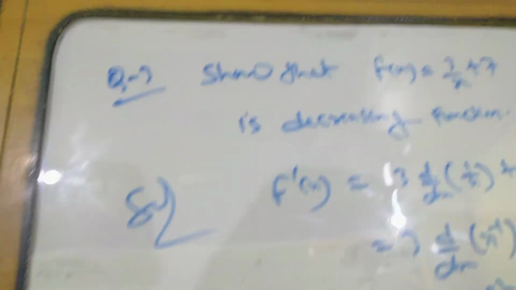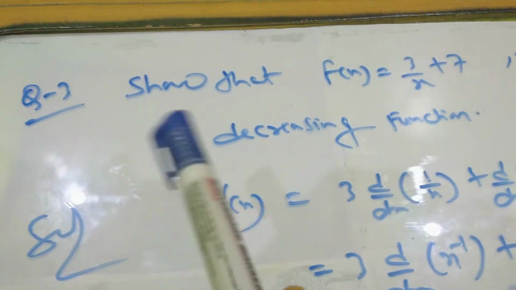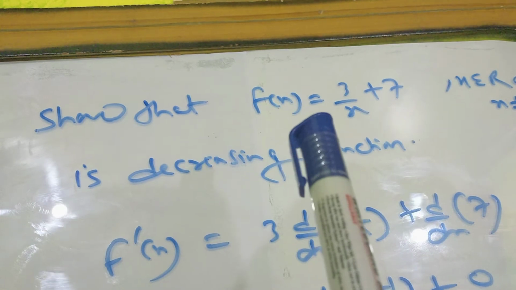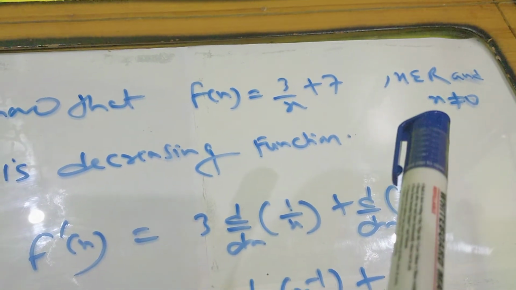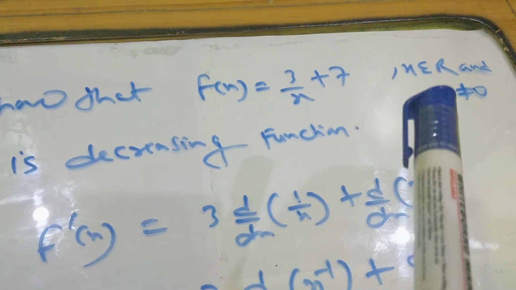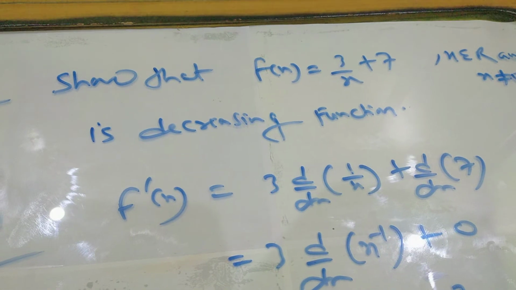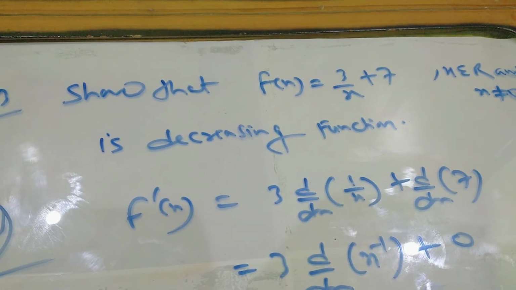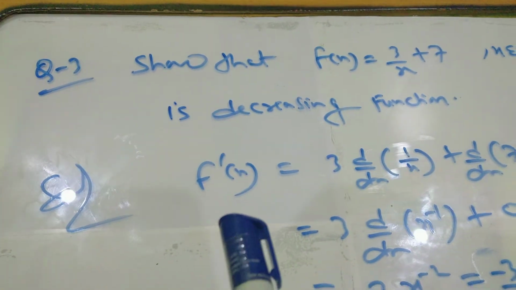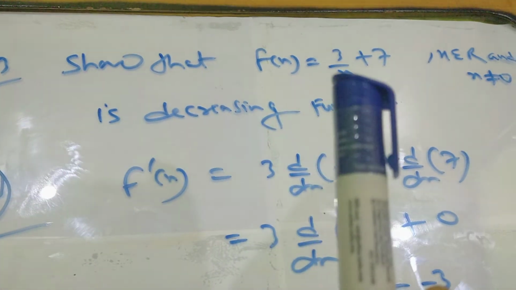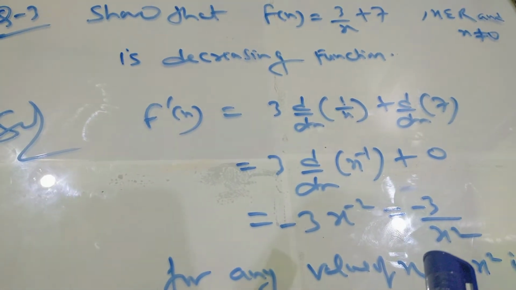Now look at the next question, question number 3. Show that f(x) = 3 upon x plus x, where x belongs to R and x is not equal to 0, is a decreasing function. f dash x is the differentiation of this function. It comes directly as minus 3 upon x square.